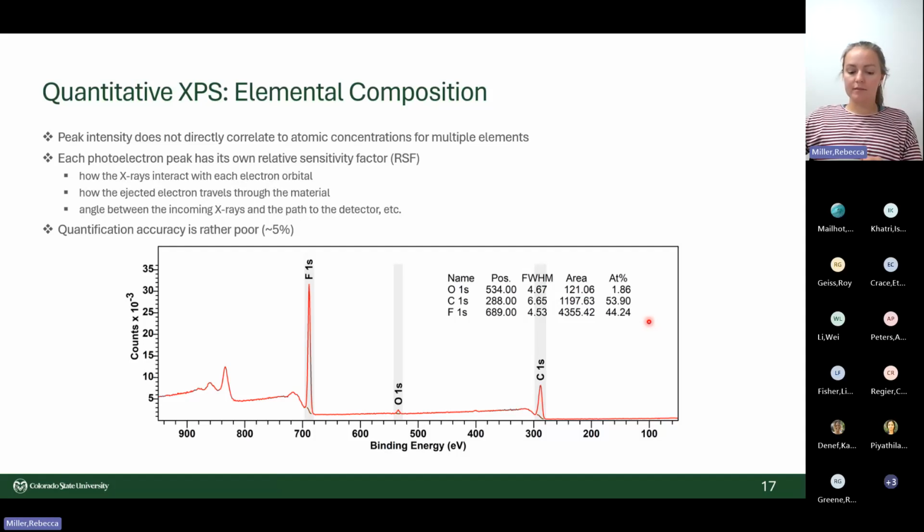And we have a library file that you can update in CASA XPS, which is the software that we have a license for that's not specific to our instrument. So those numbers need to be updated in CASA before you do any calculations. Okay.